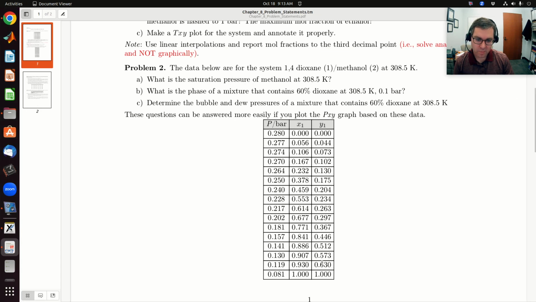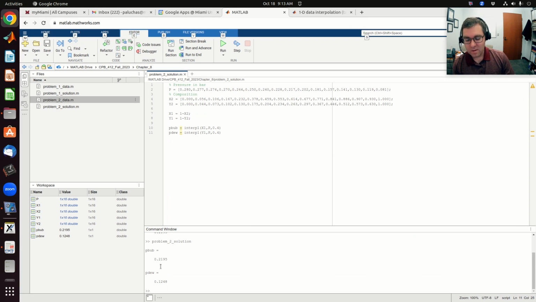0.1248, right? We should be right in between those two. Seems reasonable. And so the key is, now I've got numerical values for pbubs and pdo. The pressure that we're given in the problem is 0.1 bars. 0.1 is less than pdo, so I must have a vapor. And as a check of my answer, pbubs is greater than pdo, things are looking okay, and even just looking at the data, the values seem reasonable.